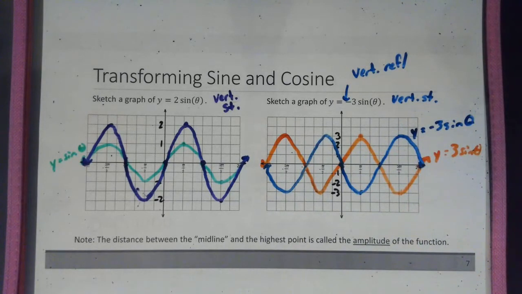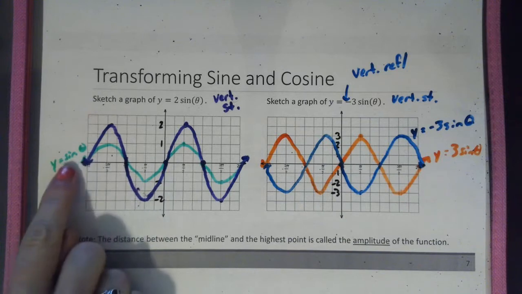So we're still using those same changes that we used all the way back in 1.5, those transformations. It's just on these sinusoidal graphs instead. Now, one thing that I would like to point out is what's called the amplitude, and that's the distance from the midline to the highest point. And I put midline in quotes because we haven't defined it yet, but I'm hoping you can understand that the midline is going to be the middle of the function where it averages out.